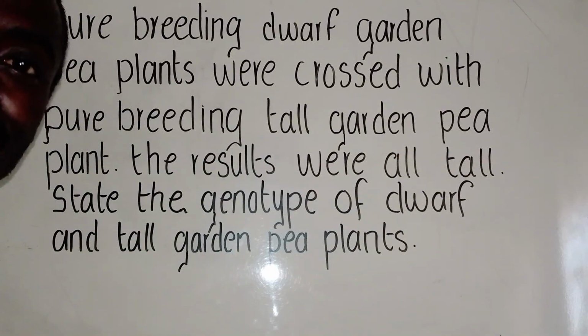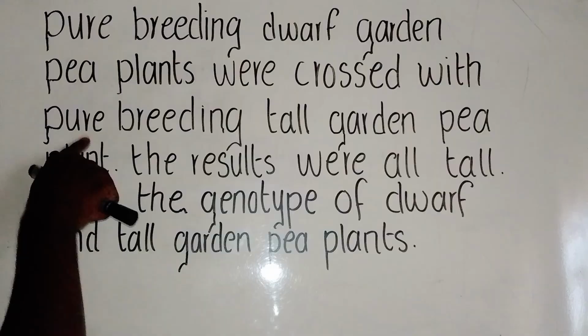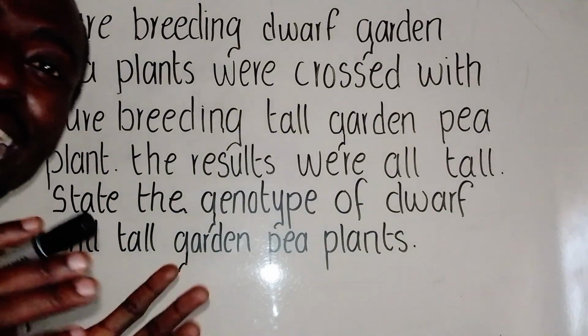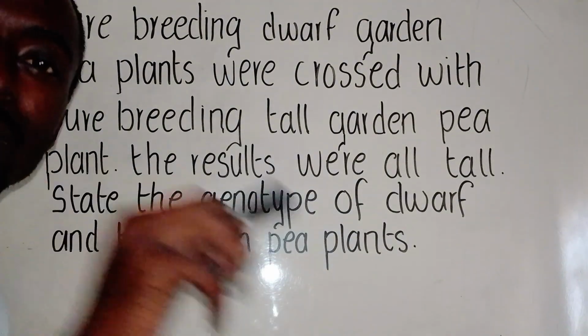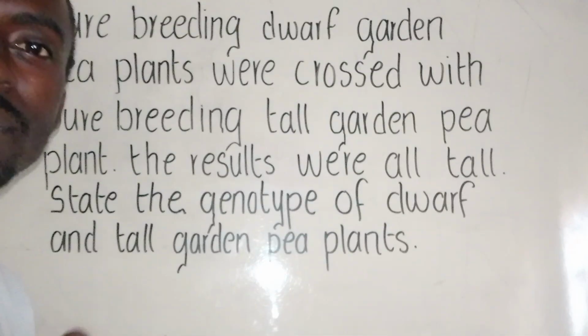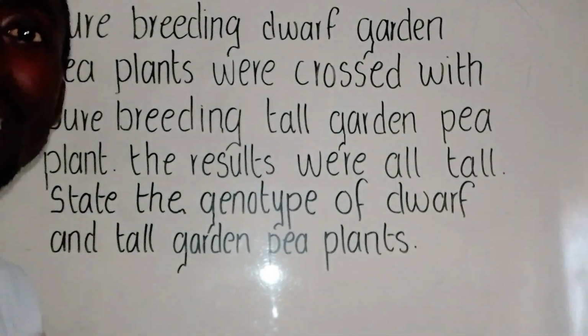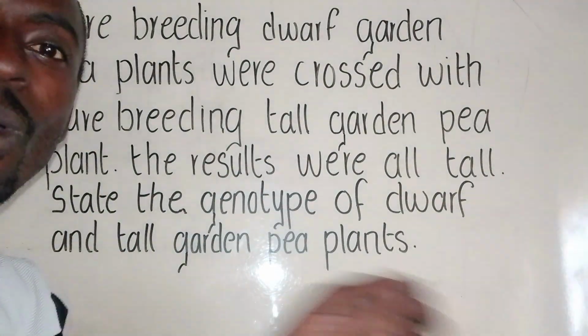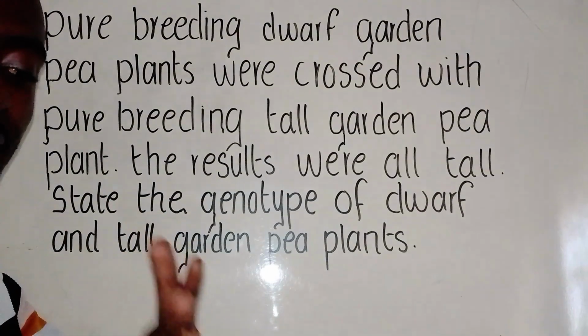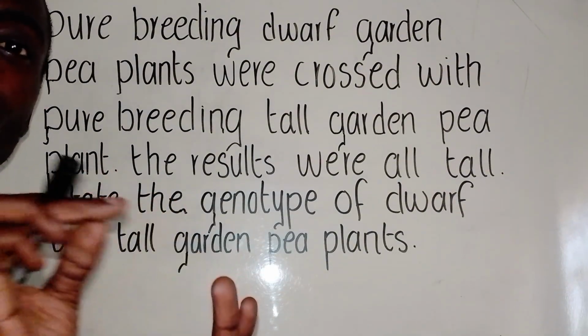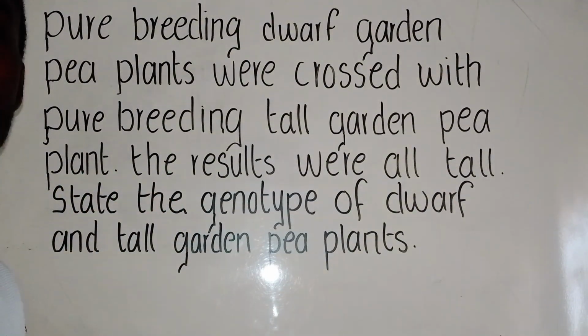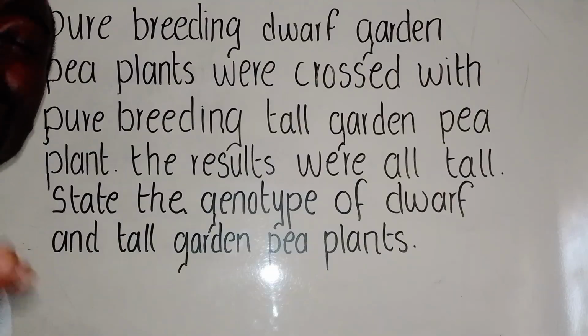You must understand that the word pure simply means we are looking at what you call homozygous. Homozygous simply means the alleles are the same. It means they are either dominant or recessive in terms of the allele, meaning they have the same genotype.